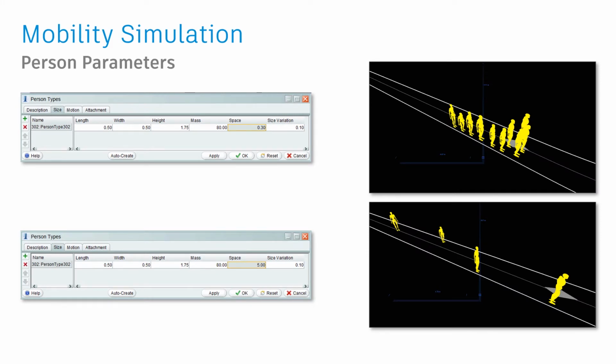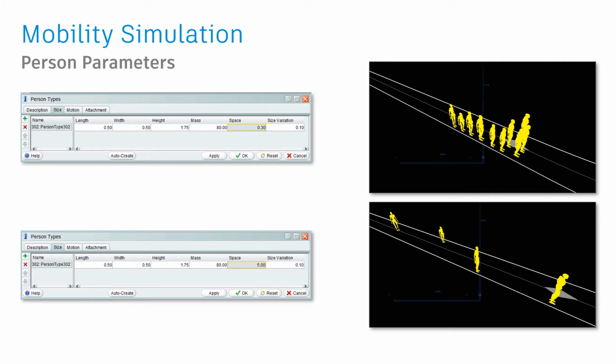So let's have a look at the parameters that we can use to affect the physical distancing, for instance. If we look at person parameters, we'll see under the size tab that there is a field for spacing. If you look in the top section, we'll see that with a spacing of 0.3 meters, people are bunched up as you would expect them to be.